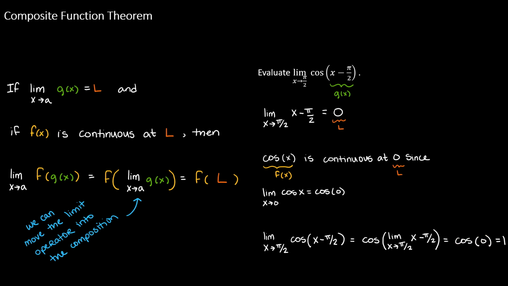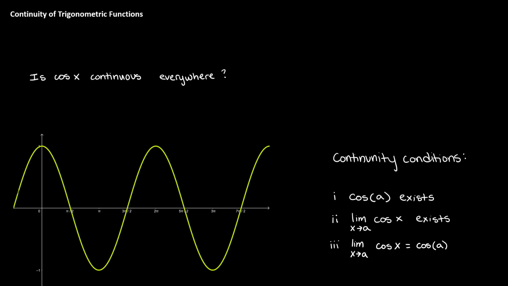So this composite function theorem is pretty straightforward. It's almost like our limit laws, where you're allowed to now move the limit operator inside of a composition of functions, and this is useful for showing that our trig functions are continuous. Maybe we're curious, is the trig function cosine x continuous everywhere? Looking at the graph, we would think, yeah, probably. But we have to check our continuity conditions to be able to conclude that this is true.